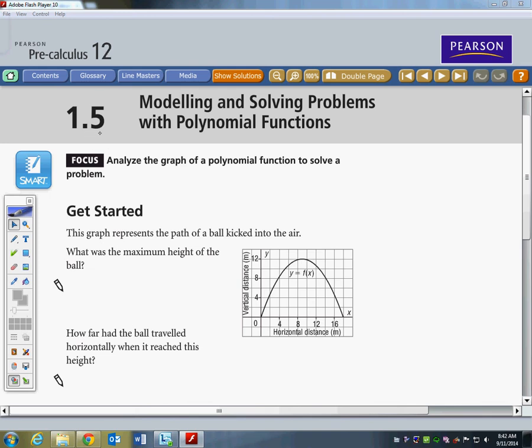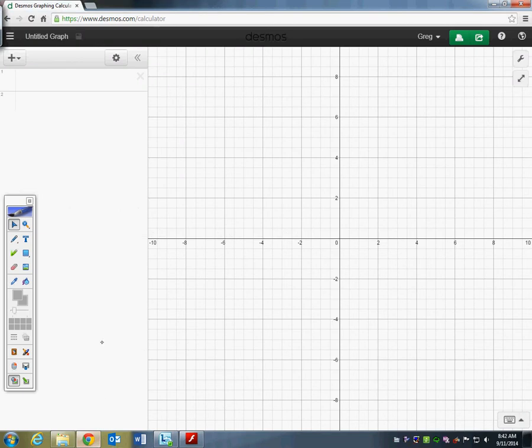Lesson 1.5, Modeling and Solving Problems with Polynomial Functions. In this lesson, you will be using some type of graphing technology. What I'm going to be using for this lesson is an online graphing calculator I just discovered and I really like. It's called Desmos.com. If you go to Desmos.com, it takes you one click and you get to their calculator, or you can type in /calculator.